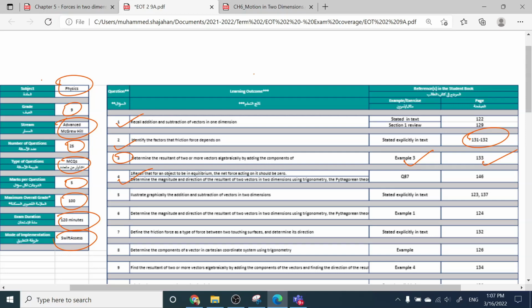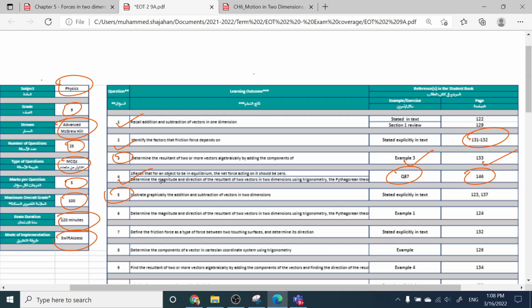Then determine the magnitude and direction of the resultant force of two vectors in one dimension using trigonometry and the Pythagorean theorem. That is question number 87 in 146. I have explained that in great detail in another video, so you can watch that video, because otherwise this explanation will be very lengthy. So I am not explaining that here.